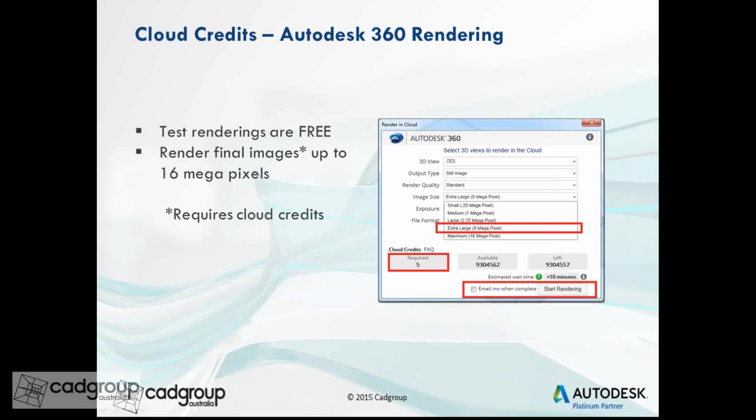If you look at my slide, if I select 9 megapixels, the cloud credit required is 5. What I have is 930,000 cloud credits, which is massive for me. To be honest, I'm one of the luckiest retailers to have this much cloud credit. You may have less, but just a quick rundown.